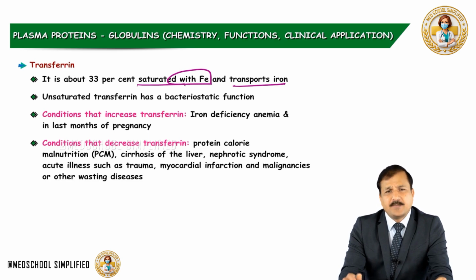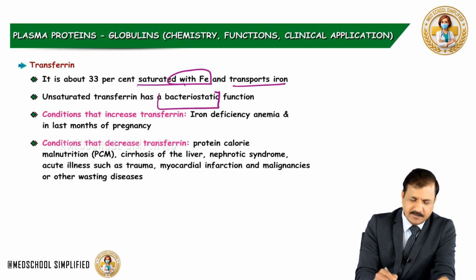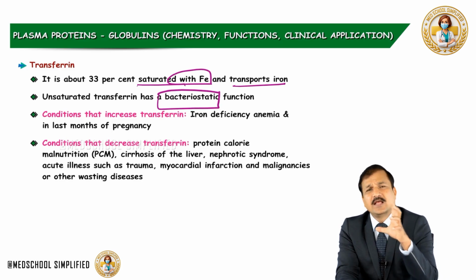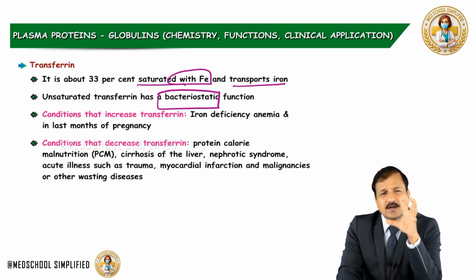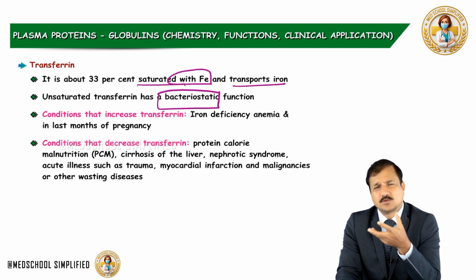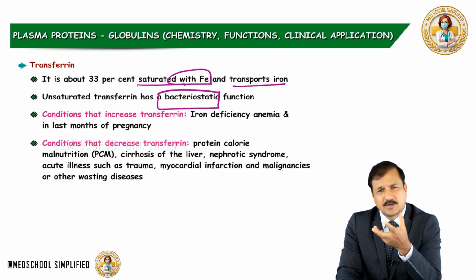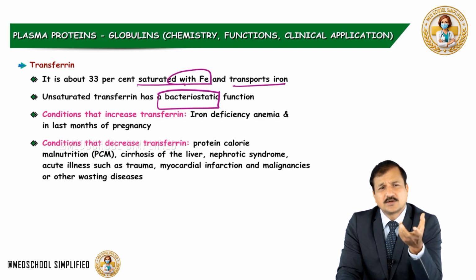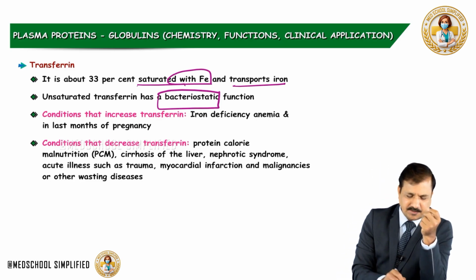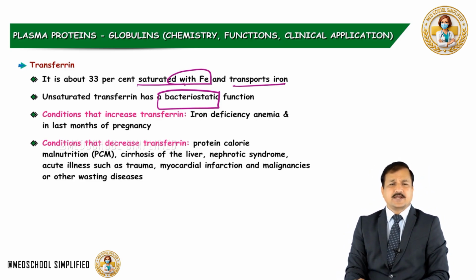Unsaturated transferrin has a bacteriostatic function also, remember that. So transferrin is not only an iron transport protein; when it is not saturated with iron, it also has that bacteriostatic action. The condition that increases transferrin is iron deficiency anemia, where iron is necessary, so transferrin synthesis is increased to make sure that iron is transferred from one organ to another. Also in the last months of pregnancy, transferrin levels can be increased.